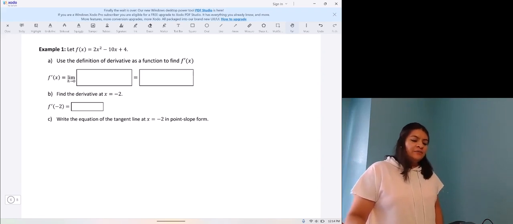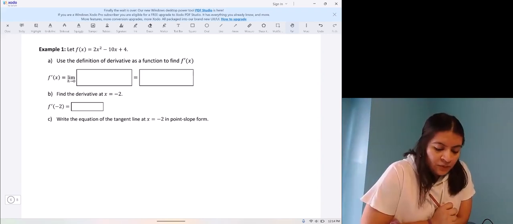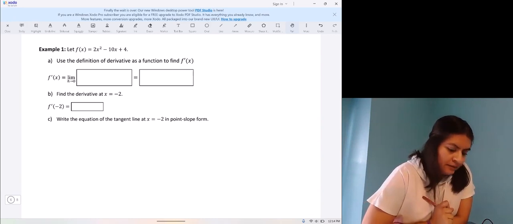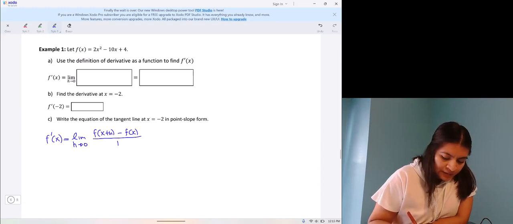Example 1. Let f of x equals 2x squared minus 10x plus 4. This is a quadratic function. A. Use the definition of derivative as a function to find the derivative. The derivative is equal to the limit as h approaches 0 of something. Let's find that something. First, let's start with the definition. So f prime of x equals the limit as h approaches 0 of f of x plus h minus f of x divided by h.